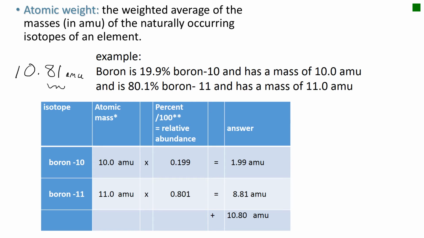Students, you don't have to write it out this way. I'm just trying to be super clear. If I look at the isotope we're looking at, boron 10, it has a weight of 10 AMUs.